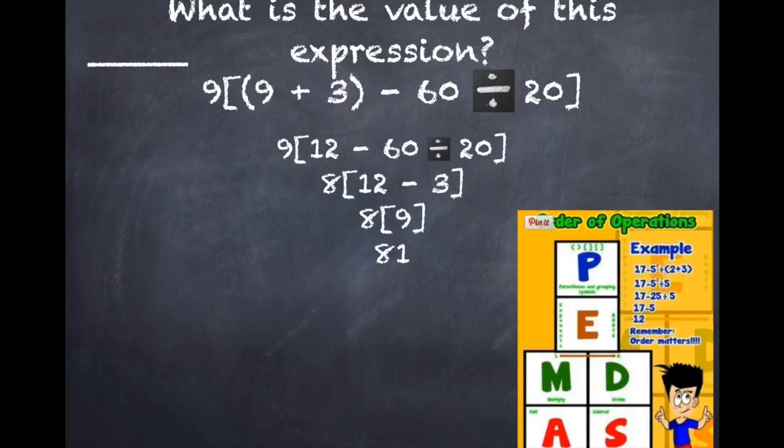Okay, now you'll notice that we have an 8 right beside our bracket. That's telling us we're going to multiply.